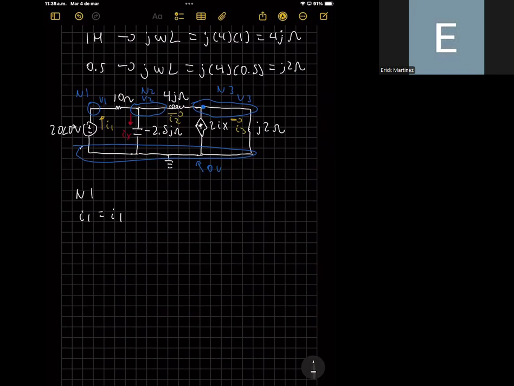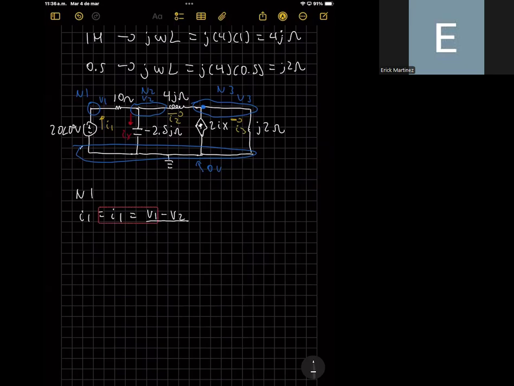And the interesting part is that we can compute that. Remember that I1 is basically the current that is passing through the 10-ohm resistor. So we can compute the current I1 as the voltage of the 10-ohm resistor divided by the resistance. But the voltage applied to the 10-ohm resistor is equal to the difference in voltage between node number 1 and node number 2. So the voltage of this resistor is basically the difference in voltage between these two nodes. So here we have V1 minus V2.